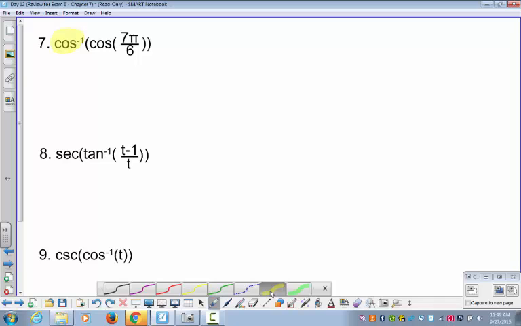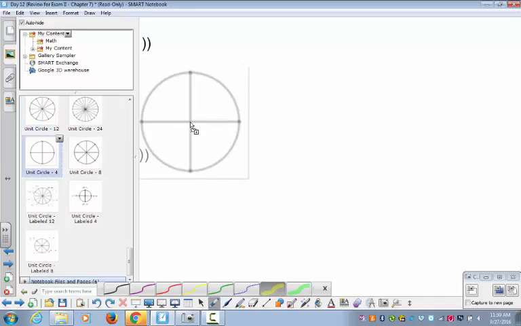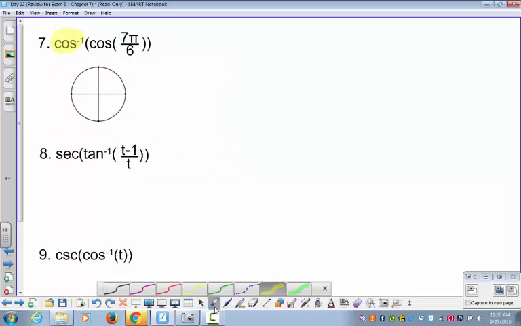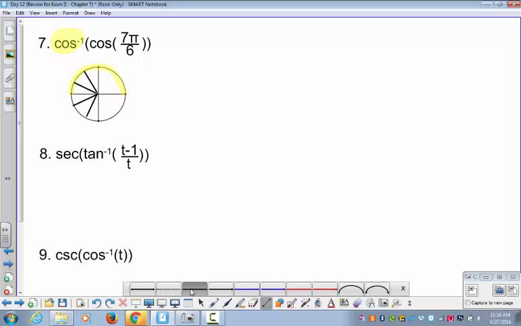Inverse cosine lives on what part of the circle? Top. Inverse cosine lives on the top half of the circle. Is 7 pi over 6 on the top half of the circle? No. 7 pi over 6 is not on the top half of the circle. 7 pi over 6 is right there. So it's definitely not going to just cancel in this case.